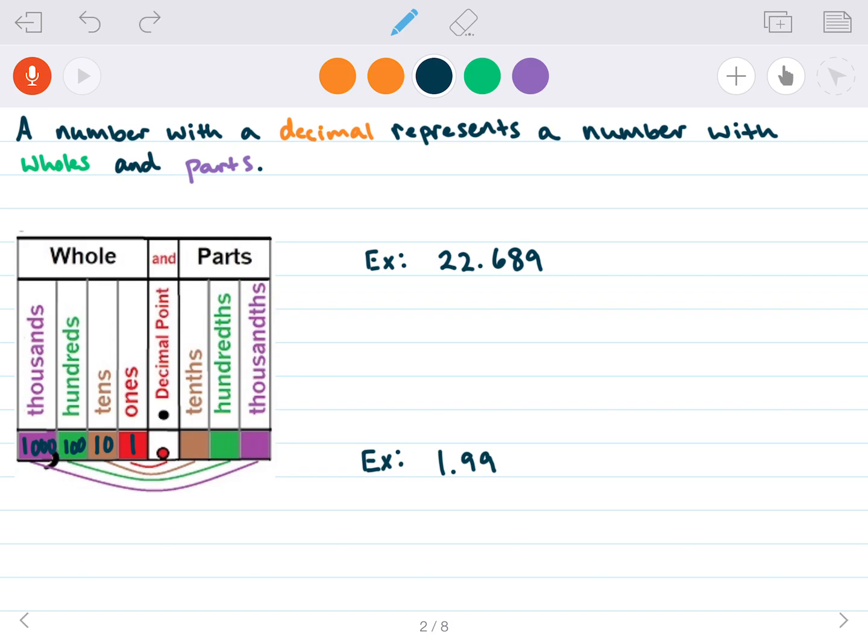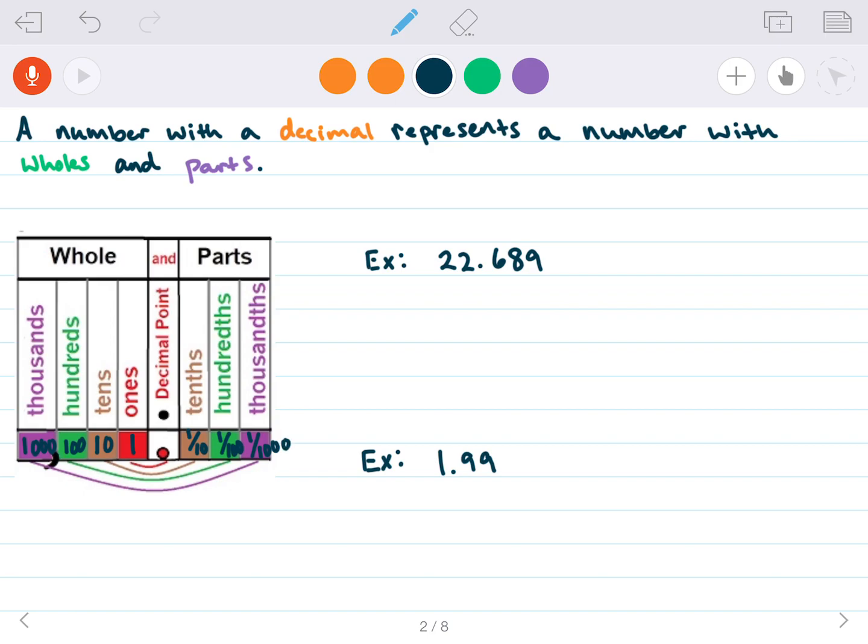A tenth is 1 out of 10. Okay, so it's a part. It's 1 out of 10, and we write it like this: 1 divided by 10. That's a tenth. In a similar way, a hundredth is 1 out of 100. Very small amount, right? Imagine a cake with 100 pieces, and only one is shaded. That's 1/100th, okay? In a similar way, a 1,000th is 1 out of 1,000, all right?